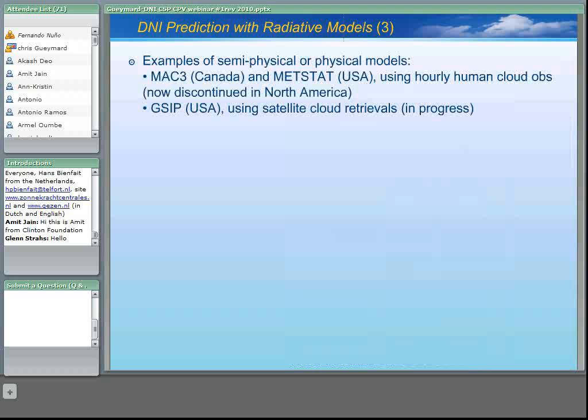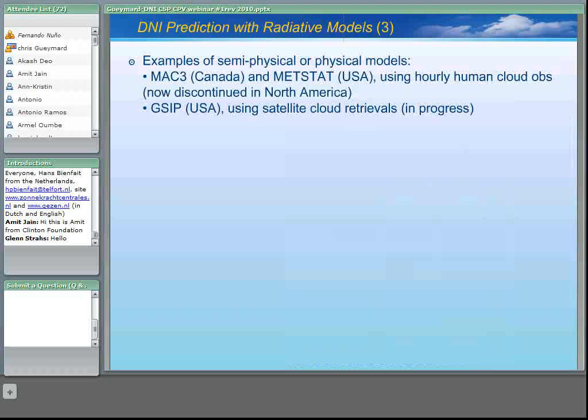Some example of semi-physical or physical models: Mach3 in Canada, that was done about 25 years ago. MedStat in the US. Those two actually used wholly human cloud observations at airports. The problem is that in North America there's no more of these. All the airports have been equipped with automatic instruments. They are called ceilometers, and they just measure the altitude of clouds just above. So it's a little bit more difficult now to use that kind of information with those models. They were not made for that.